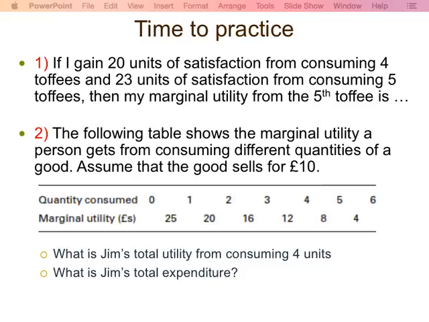And at the 4th unit, total utility was 20, and the next one was 23. Then create the marginal utility column. So the additional utility he gets from consuming the 5th unit is then 23 minus 20, so that's 3, right? So marginal utility from consuming this toffee when he consumes the fifth unit is 3, right? The difference. This is for those who haven't been looking at the screen for the past 5 minutes.